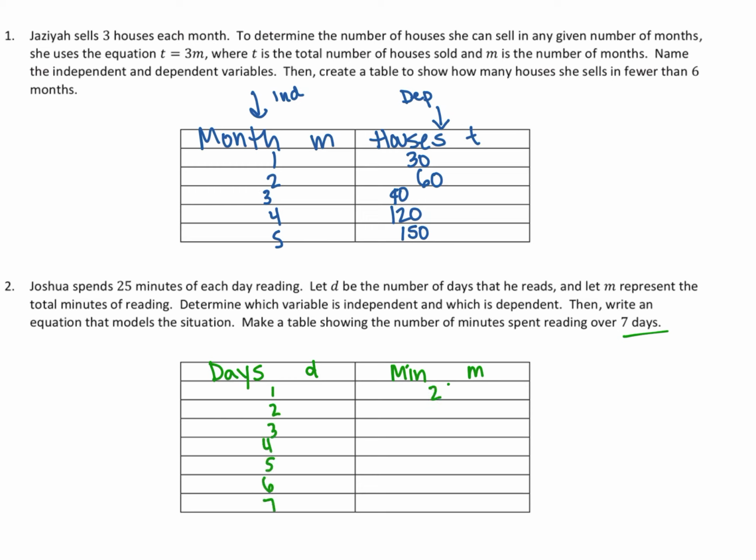In 1 day, he's going to read 25 minutes. In 2 days, that would be 2 times 25, or 50. 3 days would be 3 times 25, which is 75. Then you might recognize we're counting up by 25s each time. So the minutes is based on some factor of days. And that's 25 minutes each day, which means the days gets multiplied by 25. The minutes change based on how many days he reads for.